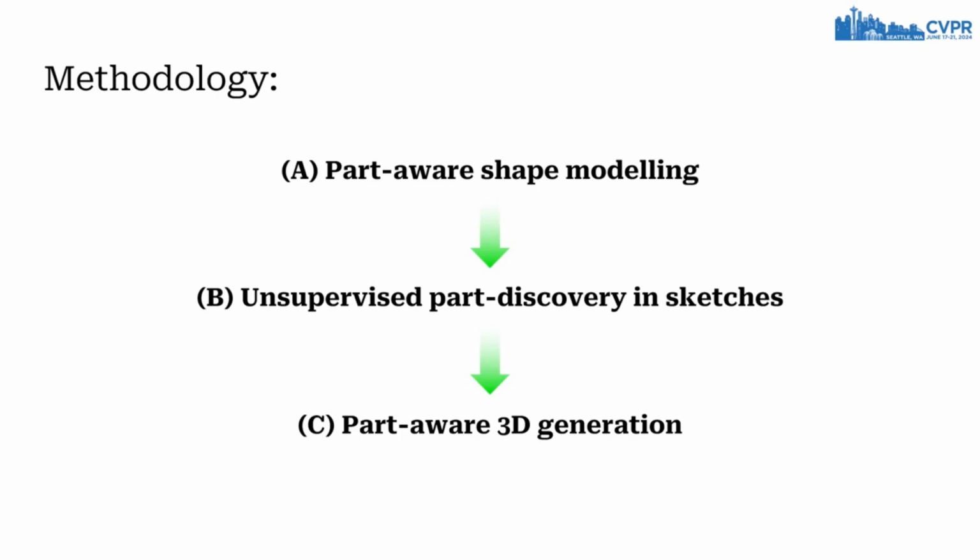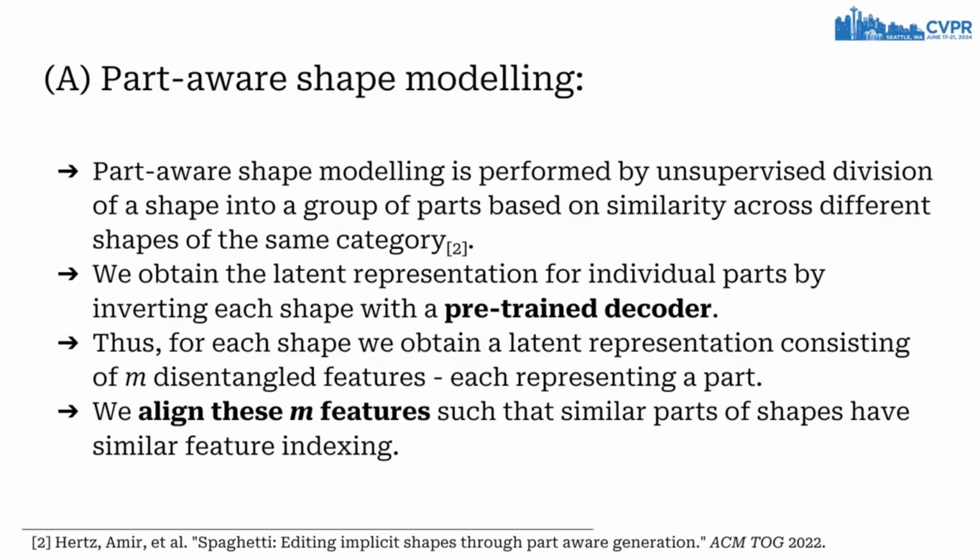We perform part-aware shape modeling by unsupervised division of a shape into a group of parts based on similarity across different shapes of the same category. We obtain the latent representation for individual parts by inverting each shape with a pre-trained decoder. Thus, for each shape, we have a latent consisting of M disentangled features, each corresponding to a particular part of the shape. We align these M features such that similar parts of shapes have similar feature indexing.